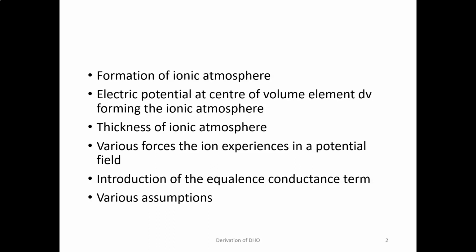Now we are going to derive the Debye-Huckel-Onsager equation. You can consider this process to contain different steps. First, we will consider how the ionic atmosphere is formed, and the number of ions, the electrical density, in that ionic sphere. Then we will consider the electric potential at the center of the volume element dV forming the ionic atmosphere. What is the potential at that region around a central ion?